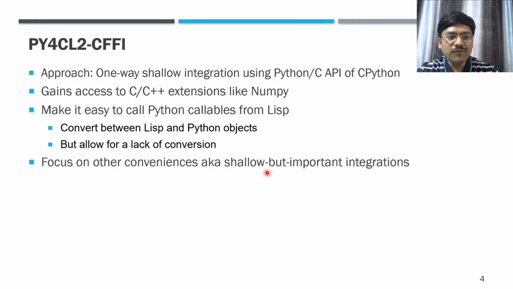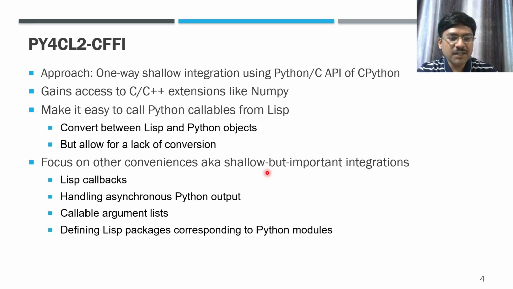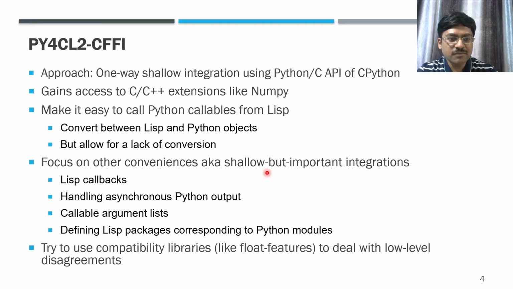And we focus on other conveniences, other shallow but important integrations. This includes Lisp callbacks, handling asynchronous Python output, callable argument lists, and defining Lisp packages corresponding to Python modules. And where we do run into low-level disagreements, we try to use compatibility libraries like float-features to deal with them.